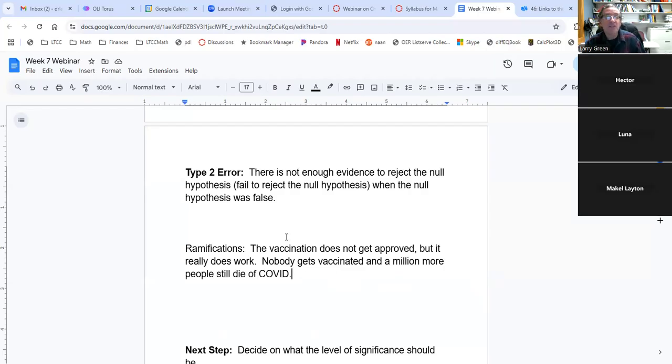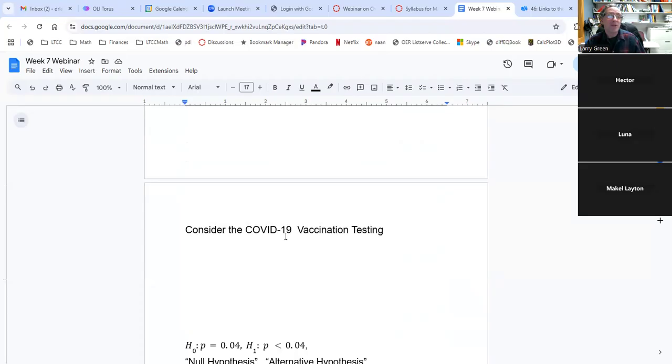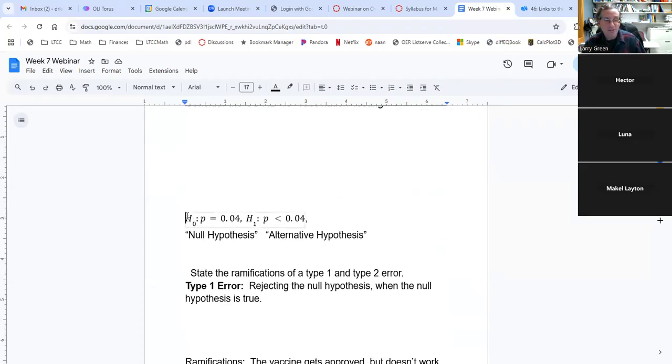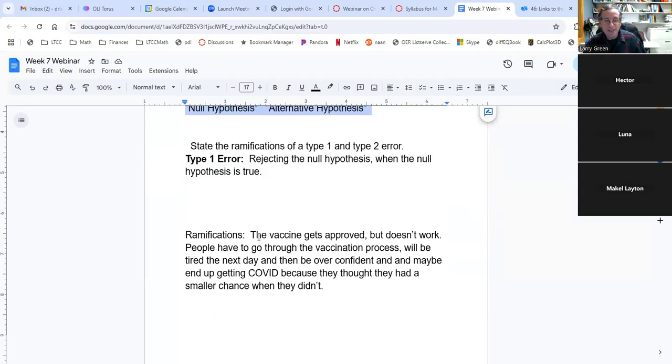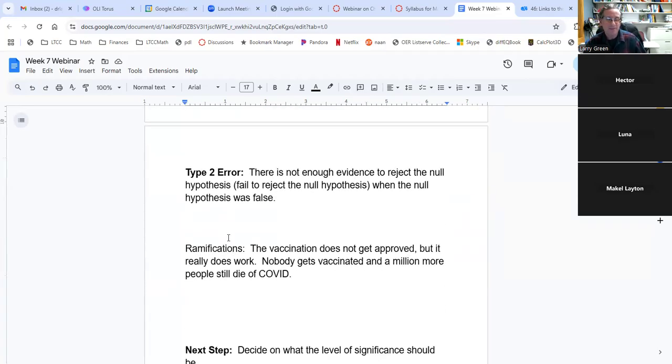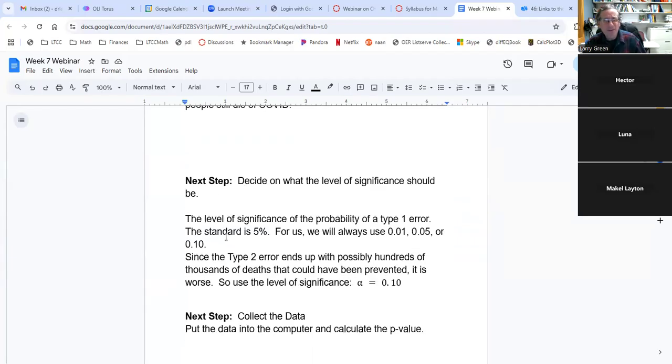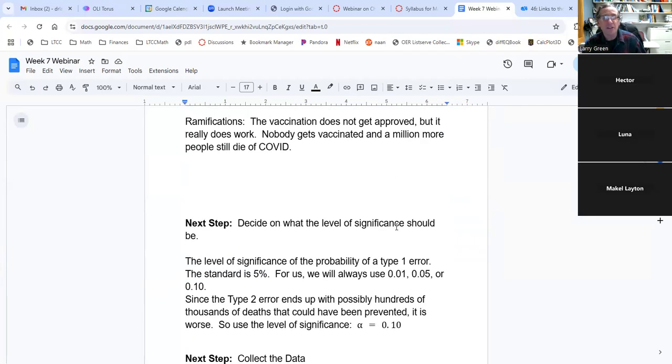Okay, so let's go to the next step. Again, the first step was to decide what your null and alternative hypotheses are. In other words, what is your study trying to show is right? The next step is to look at the ramifications of the type 1 and type 2 error. And the next step is to decide on the level of significance. I'm going to tell you what we're using for our class, and it's very important.